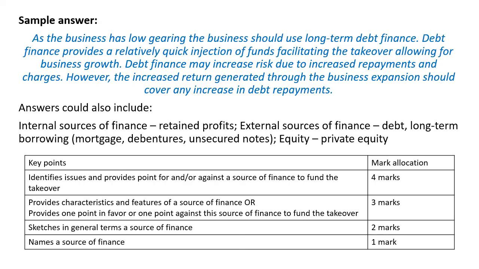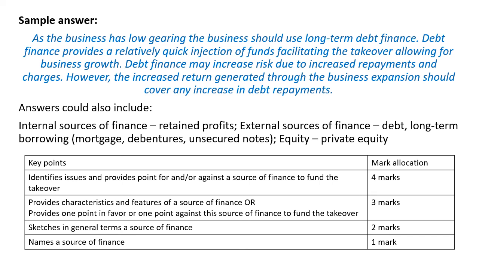So what a sample answer could look like: as the business has low gearing, the business should use long-term debt finance. Debt finance provides a relatively quick injection of funds, facilitating the takeover, allowing for business growth. Debt finance may increase risk due to increased repayments and charges. However, the increased return generated through the business expansion should cover an increase in debt repayment.